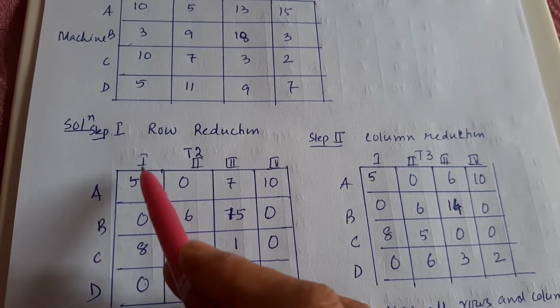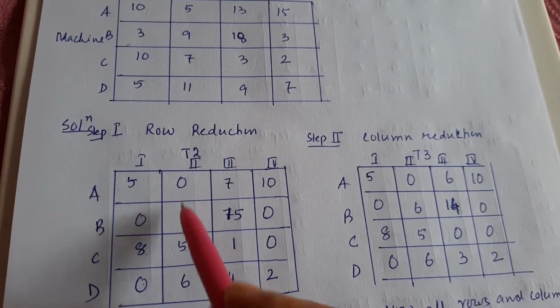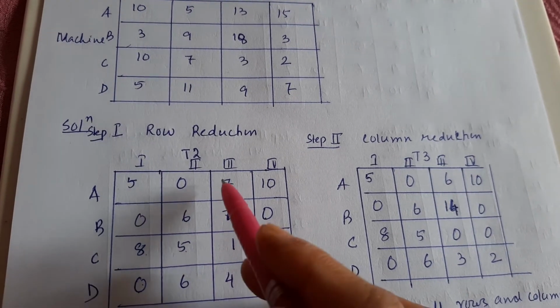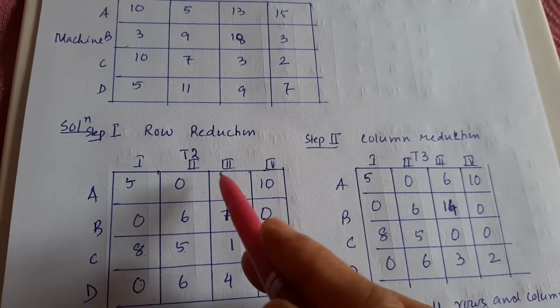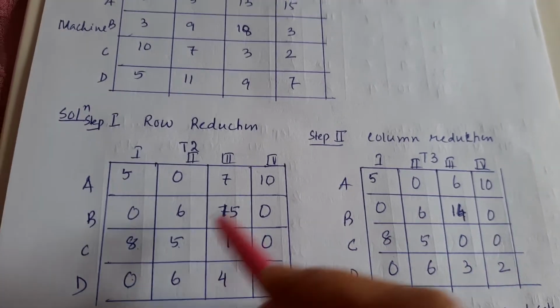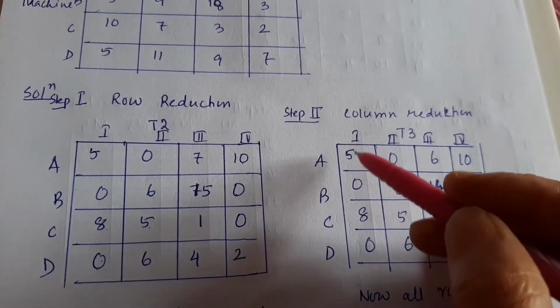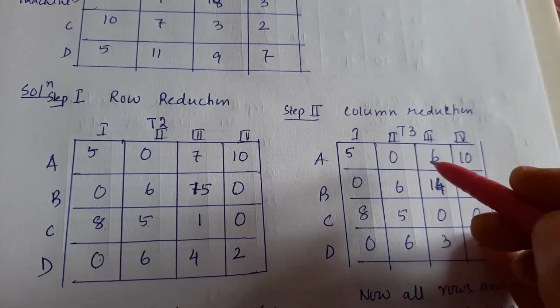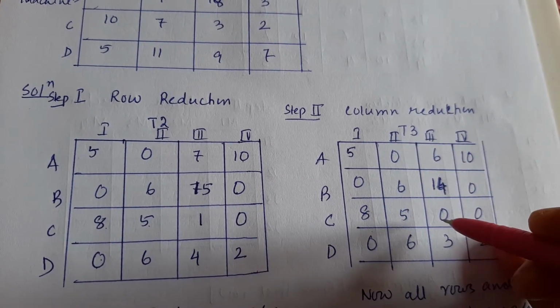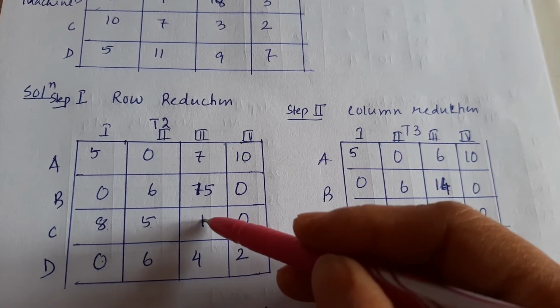Now you look at the columns. In this column there is a 0. In this column also there is at least one 0. But in this column there is no 0. So we have to reduce the column in the next phase. The next step is the column reduction. Leave the columns where the zeros are as they are, and in the third column you reduce it by subtracting the least value from all elements.